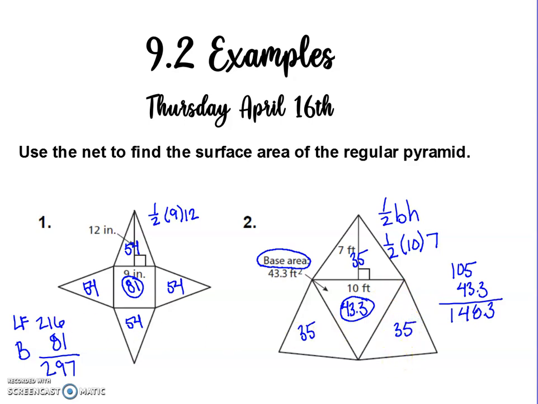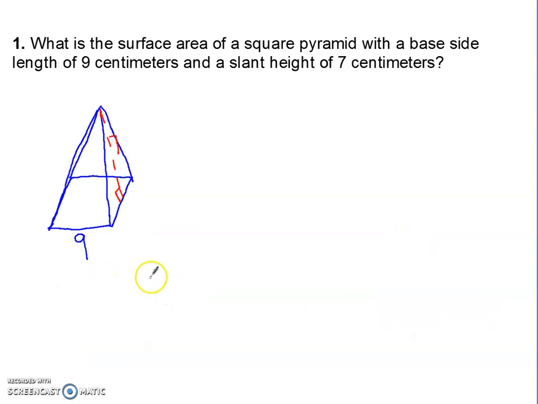All right, let's do some practice. We're going to practice one of each type of regular pyramid that we're going to take the surface area of. Get some space to practice and practice with us. Here's the first one. All they gave us was this sentence that says, what is the surface area of a square pyramid with a base side length of 9 and a slant height of 7.